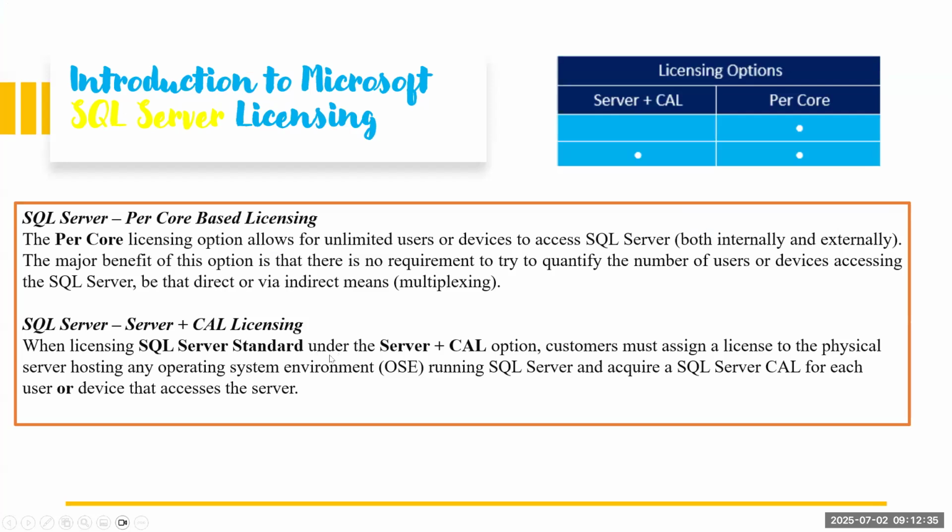So Server plus CAL. CAL means client access, sir, your device. Okay, third party device, right? They will build the app, right, sir? That app will map to our SQL Server, right? That's it. Customer must assign a license to the physical server hosted on any operating system. So they will get the server license plus the CAL license. They need to map each other so that they can access.